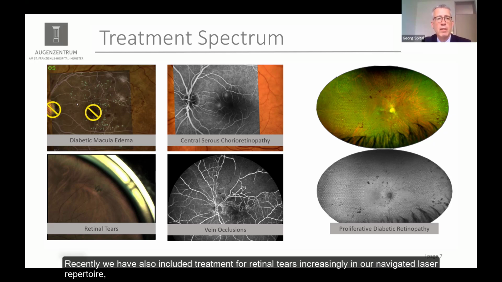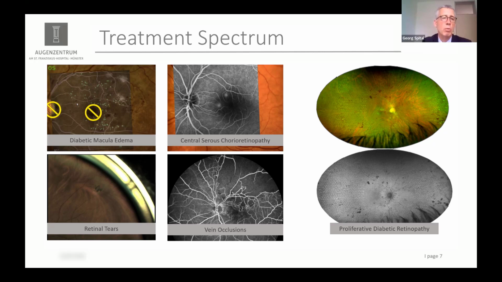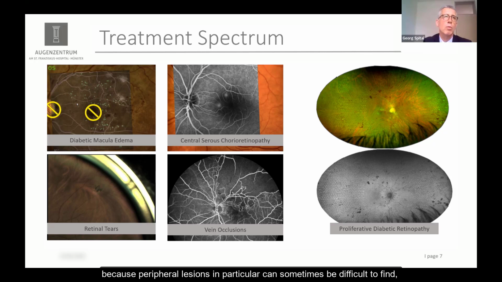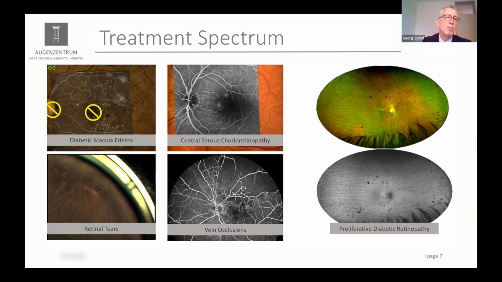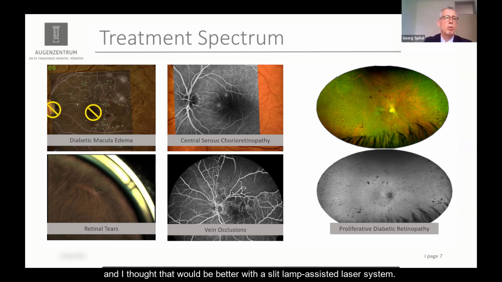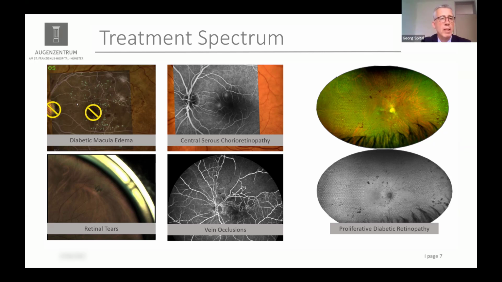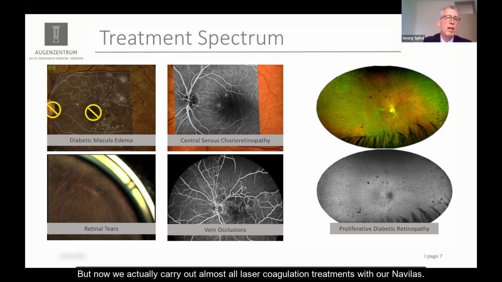Recently we have also included treatment for retinal tears increasingly in our navigated laser repertoire, which I did not originally think would be possible, because peripheral lesions in particular can sometimes be difficult to find, and I thought that would be better with a slit lamp-assisted laser system. But now we actually carry out almost all laser coagulation treatments with our Navilas.